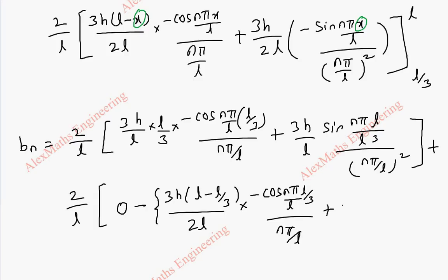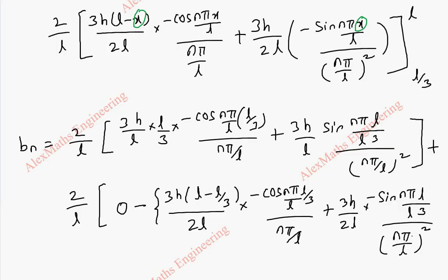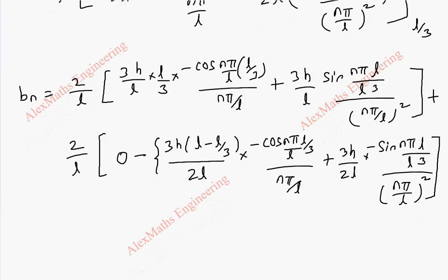Similarly, first I put L by 3 for x: 3h by 2L into minus sine n pi L by 3 into L by n pi by L whole square. So we completed the upper limit minus lower limit substitution.